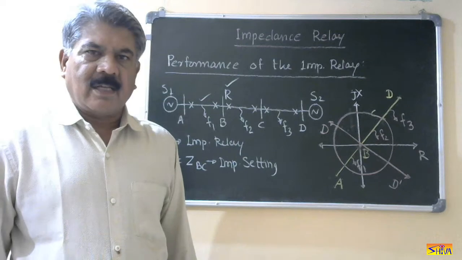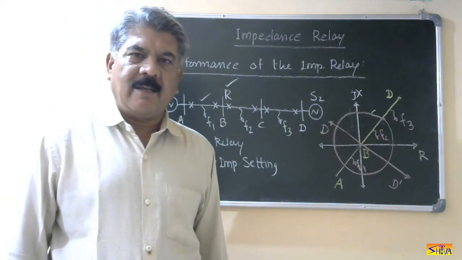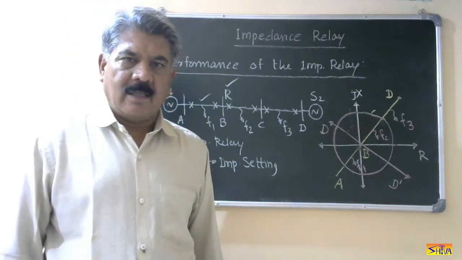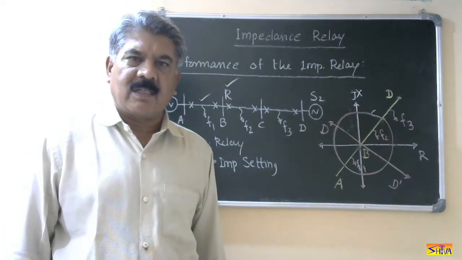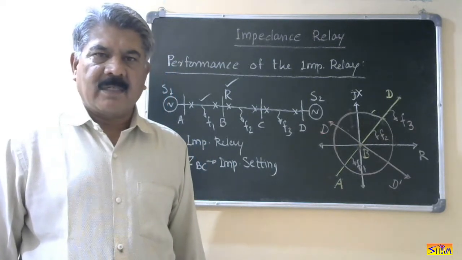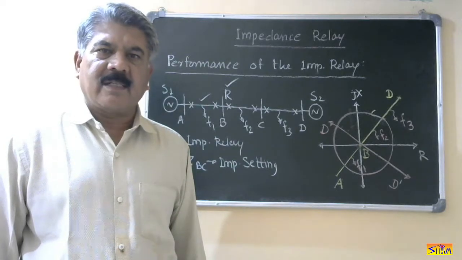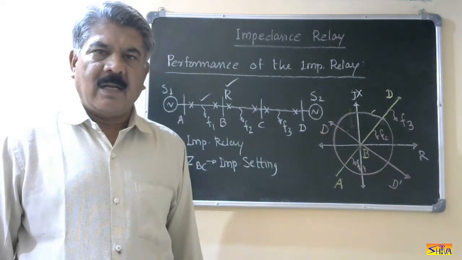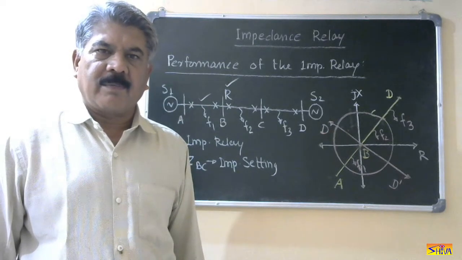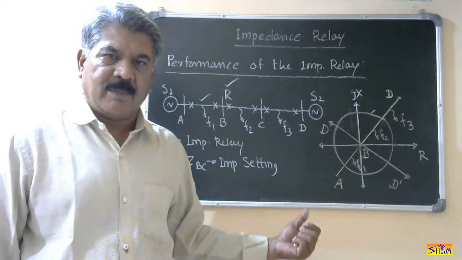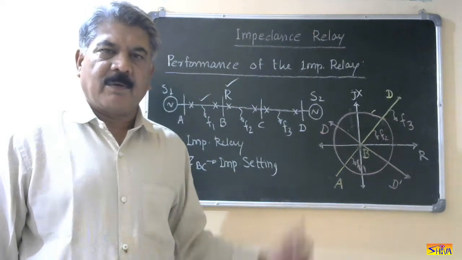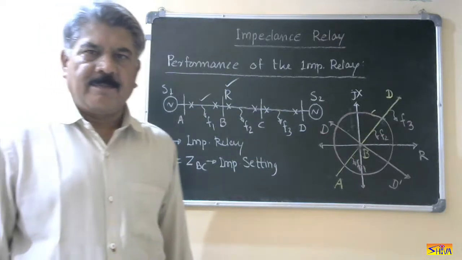In my next class, I will explain the reactance relay and mho relay. In this class, I explained in general what is a distance relay, what is an impedance relay, how is its characteristic in the RX diagram, and how we check the performance of a distance relay. And here I explained this by checking the performance of the impedance relay. Thank you.